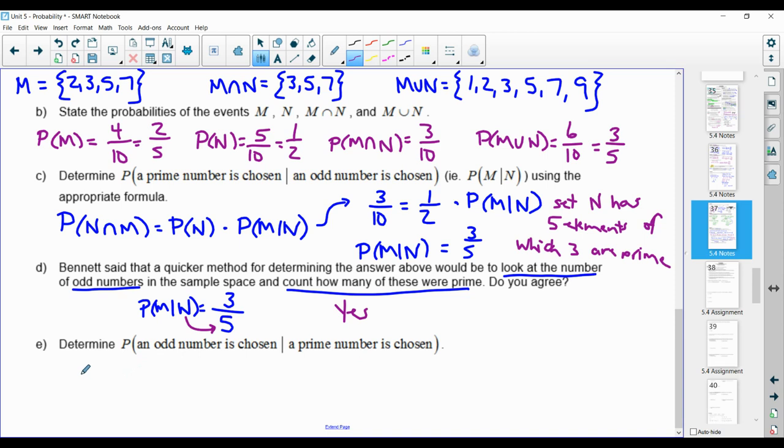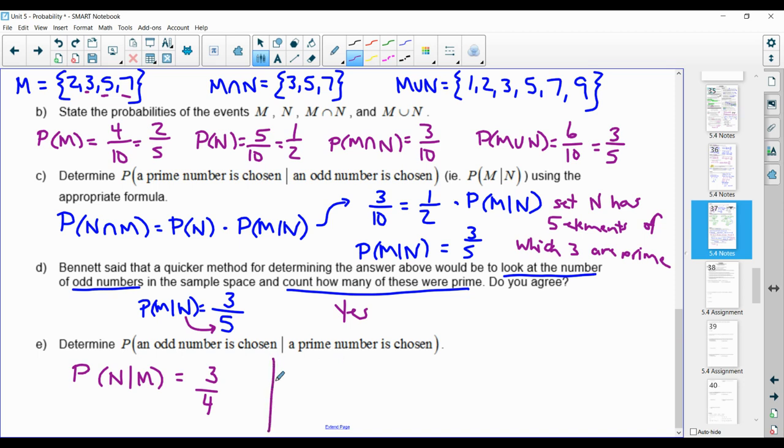So let's take a look at this here. If we want to determine the probability of an odd number being chosen, given that a prime number is chosen, so the probability of odd given that they're prime. Well, if we use Bennett's method, we look at M, there are 4 prime numbers, and of those prime numbers, 1, 2, 3, 4, 3 of them are odd. So 3/4. This would be Bennett's method.